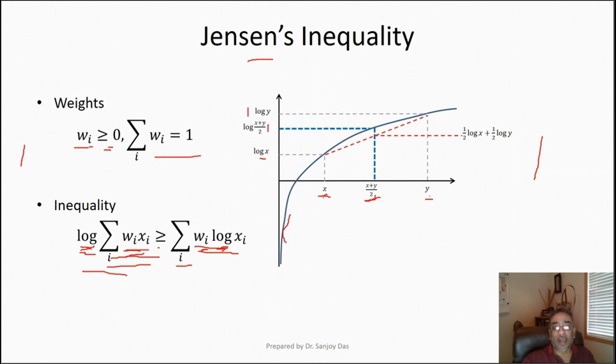So this is log x and this is log y. We draw this straight line here joining these two points, x, log x and y, log y, and we take the midpoint of that. This midpoint is half log x plus half log y. And you can see that log of x plus y over 2, which is this, is more than half log x plus half log y, which is exactly what Jensen's inequality says.